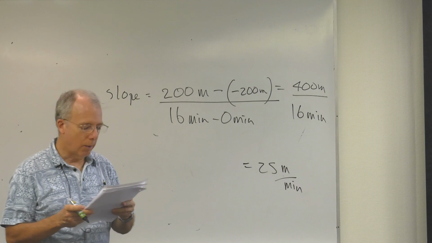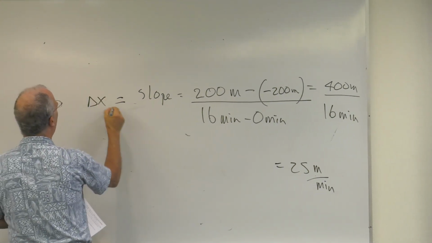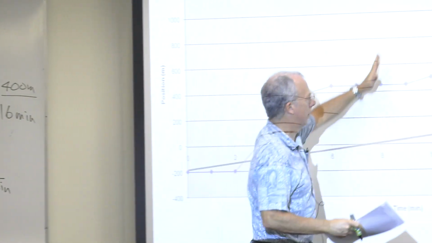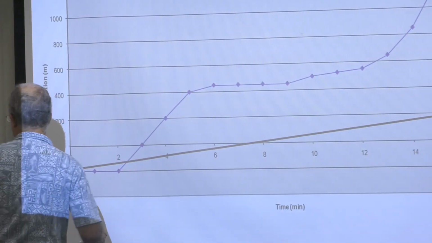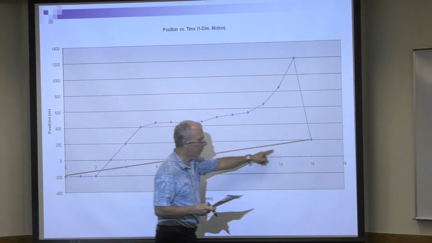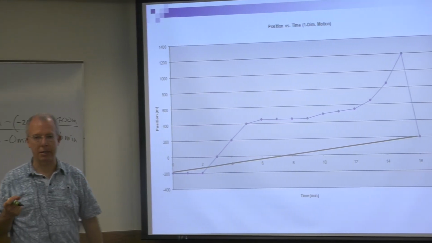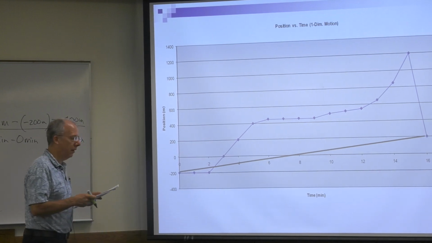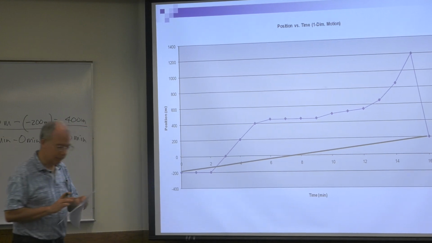So what is that? It's a delta x over a delta t, right? But I didn't care about when the velocity changed. So what does this 25 meters a minute represent? It's the average velocity. We talked about that last time. Average velocity is the total displacement over the time. All right, super.